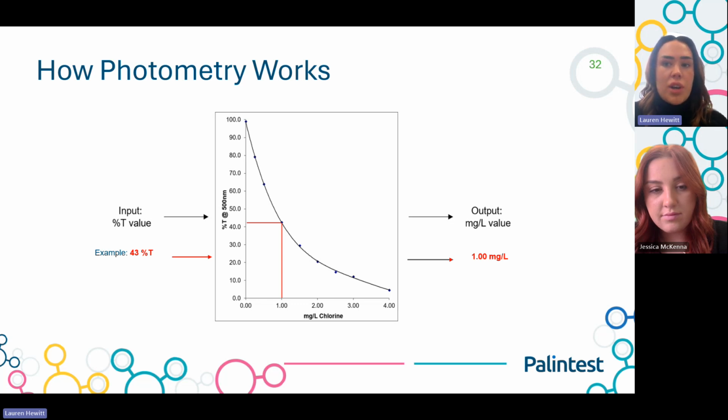This is a typical calibration curve. This one is for free chlorine testing using DPD. The %T value is converted into a milligram per litre concentration using the calibration curve, and the readout is displayed on the instrument. In this example shown on screen, 43% T is equivalent to 1 milligram per litre. This calibration is determined in our labs and is stored in the instrument memory, but all the user will see is the displayed reading. All of the calculation happens behind the scenes.